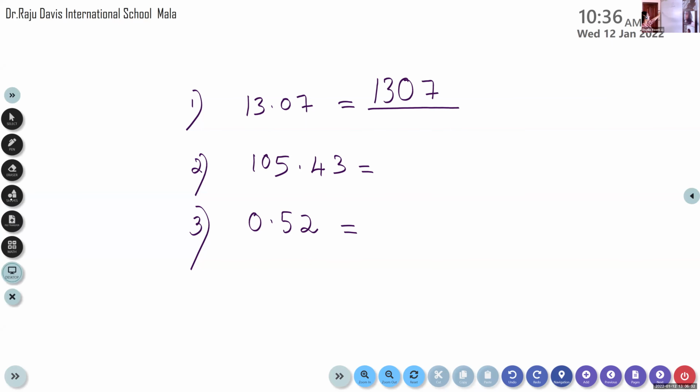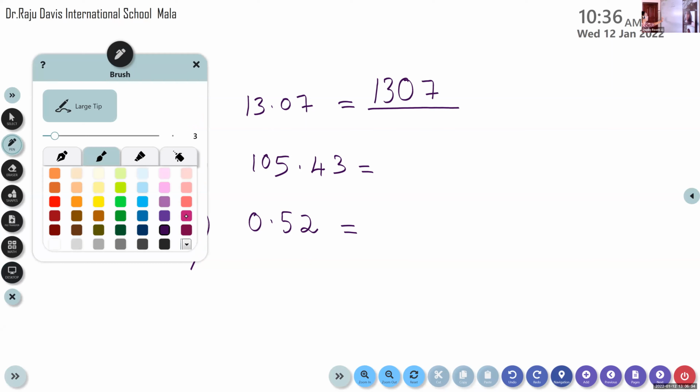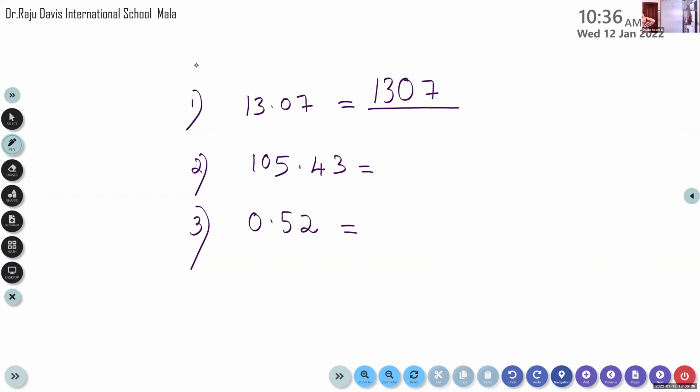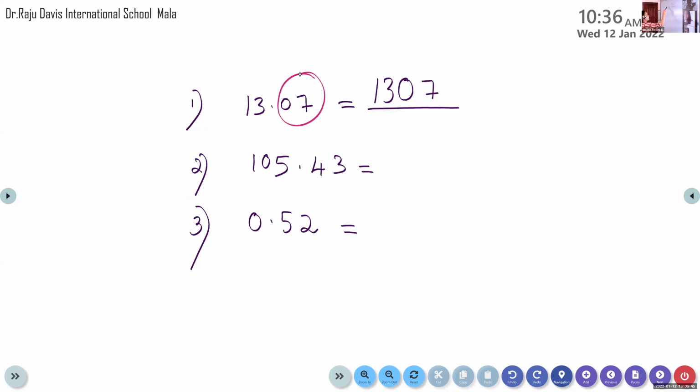Write the number without any decimal point. Yes, I have done that. Now, what do I have to do next? Yes, Agna? Write 1 first, on the decimal place. How many decimal places are there? 1, 2. So after 1, how many zeros? 2 zeros. So this is the answer. Only this much. Write the number without any decimal point, and in the denominator, you have to see how many zeros there are. The number of zeros is equal to the number of decimal places.